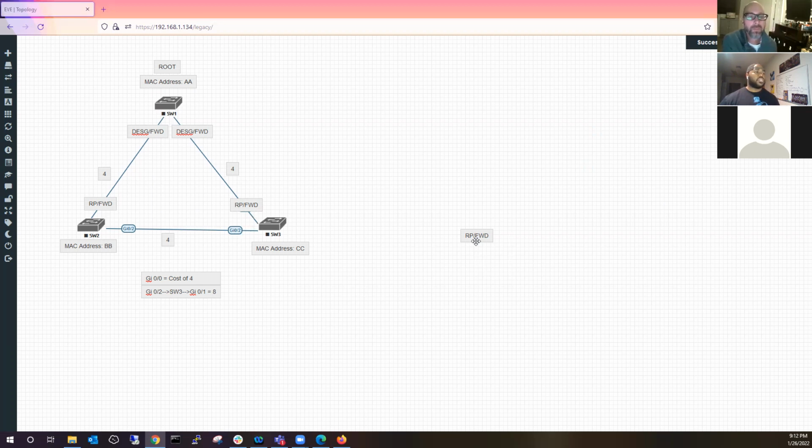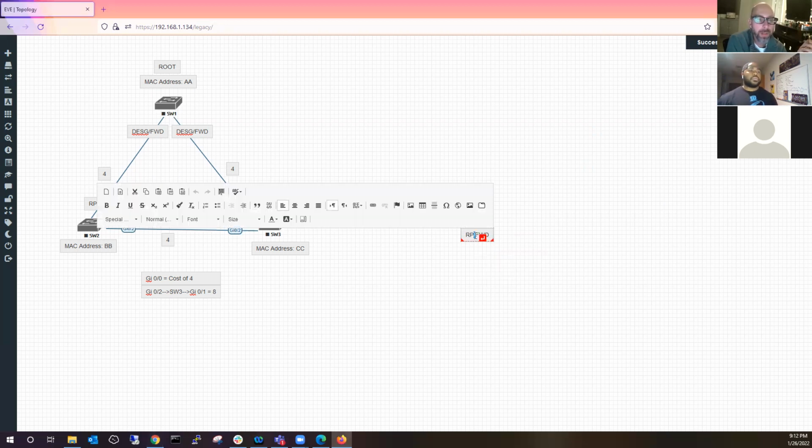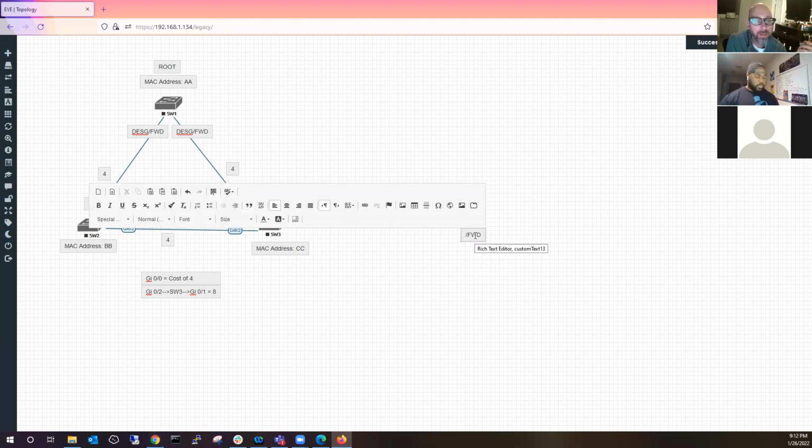Okay, so from switch 2's perspective, what's the cost to get to the root? 4. Cool. Switch 3's perspective, what's the cost of getting to the root? Equally 4. Perfect. All right, so we need a tiebreaker, so we can't utilize the cost. So now we're going to use the bridge ID, right? Who has the lowest bridge ID? Yep. And so switch 2 wins that.